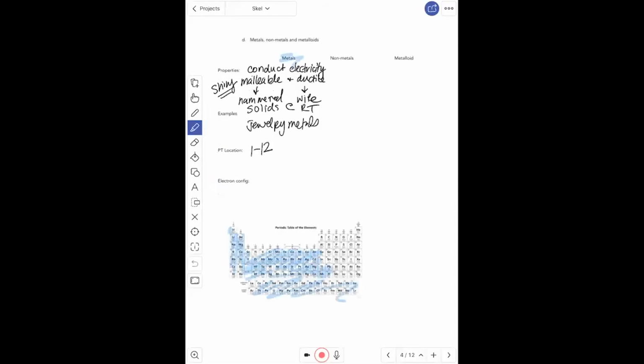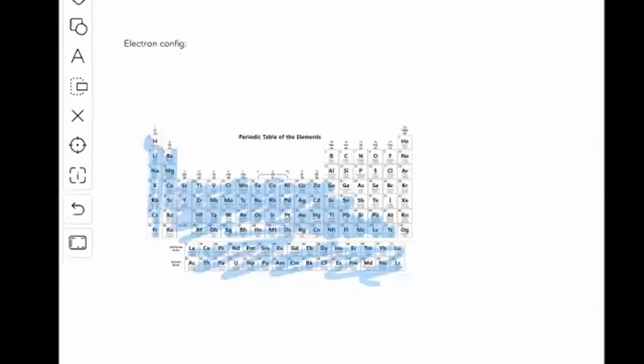For group 1 and 2, a commonality of all metals is that they have a tendency to lose electrons to become cations in a predictable pattern. For group 1 and 2, electrons are lost from the s orbital, whereas in the d block, electrons can be lost from both the s and d orbitals to form positively charged cations.